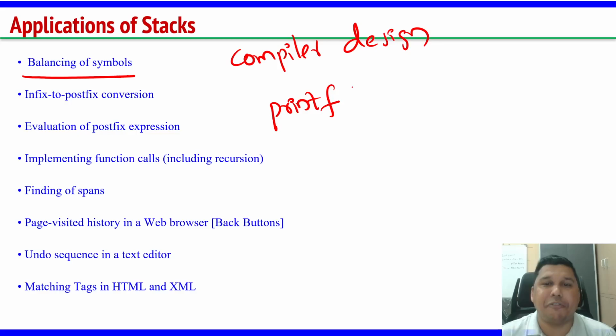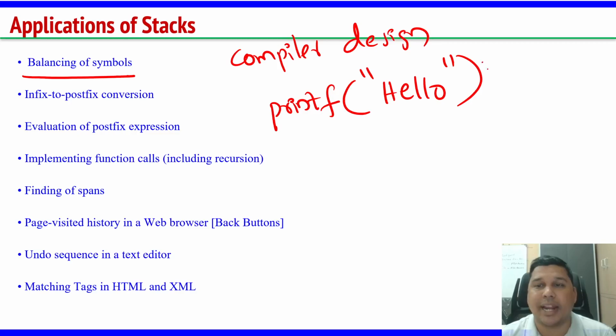You are writing printf, opening a bracket, opening a double quote, writing some string, hello, again closing a double quote, and closing a bracket. How does the compiler check that this syntax is true? How does it verify? What it will do is take this close bracket and put it in a stack.